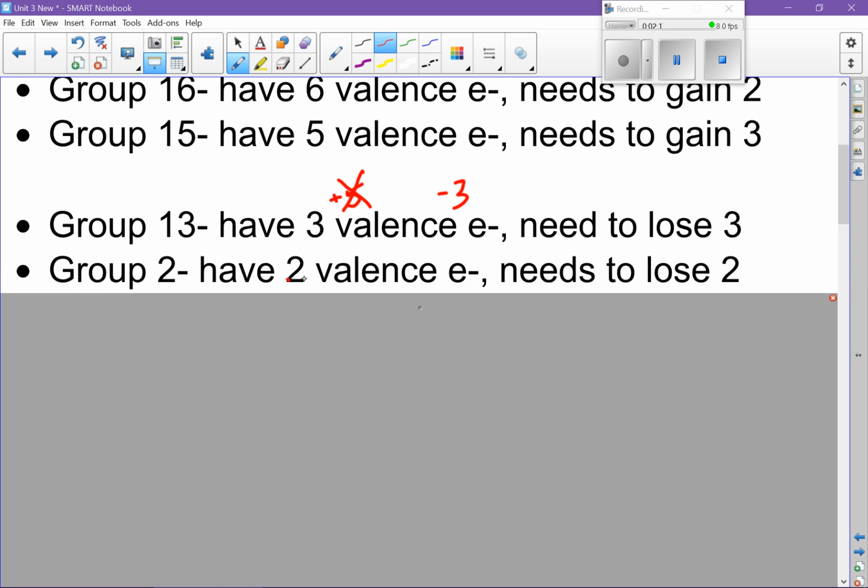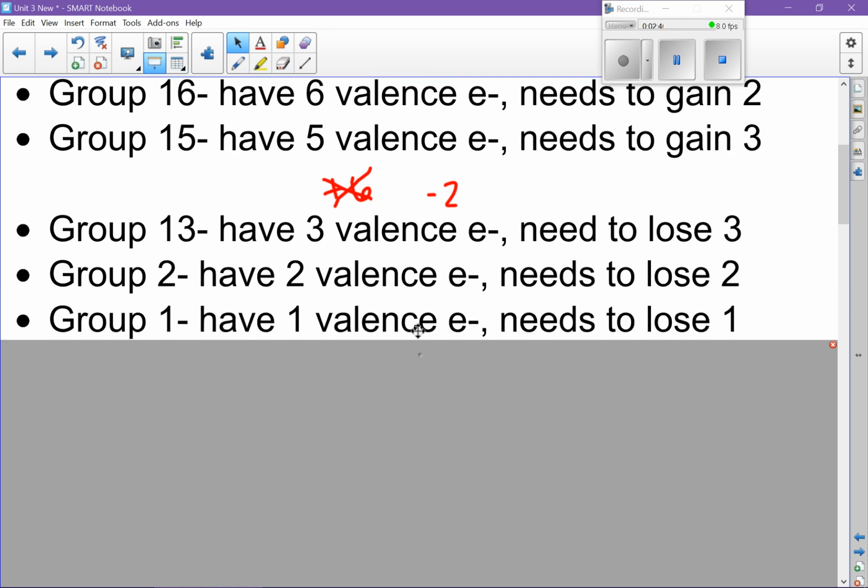They already have 2 valence electrons. Again, they have the option. They could add 6 electrons to get 2 plus 6, or they could lose 2. Those are their options to get the full octet. It is much easier to lose 2 electrons than go out and add 6 more. So that's what's going to happen to the atoms in that group.